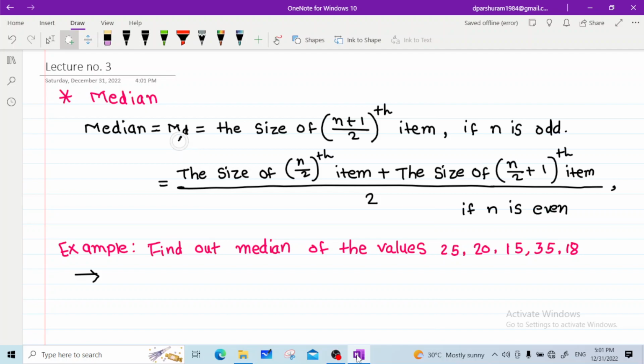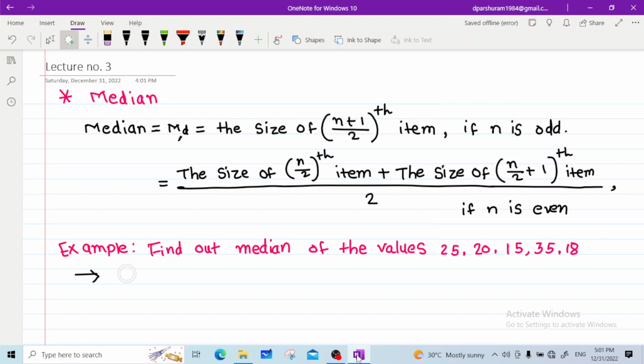The formula for the median when n is odd is the size of the (n plus 1) divided by 2th item. When n is even, the formula for the median is the size of the n by 2th item plus the size of the n by 2 plus 1th item, whole divided by 2.